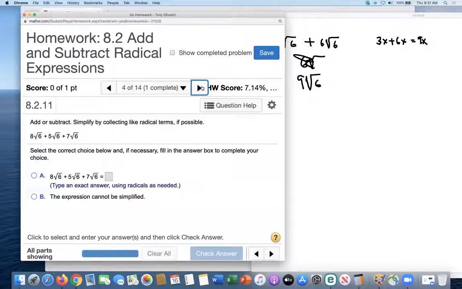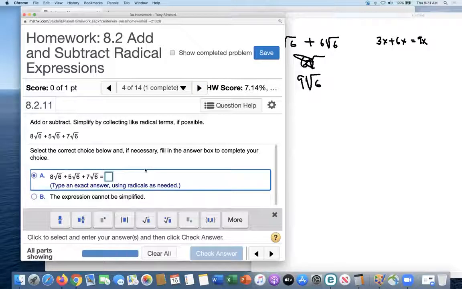Looks complicated, right? Got 3 terms. 20 square root of 6. Yeah, that's right. They're all likeness. You got 8 of them plus 5 of them is 13 of them. 13 of those square roots of 6s plus another 7 of them are 20. Yeah, there you go. 20 square root of 6.